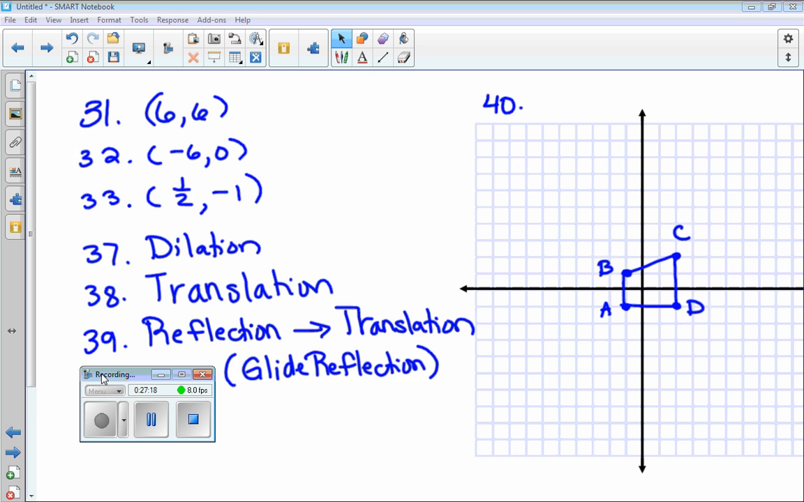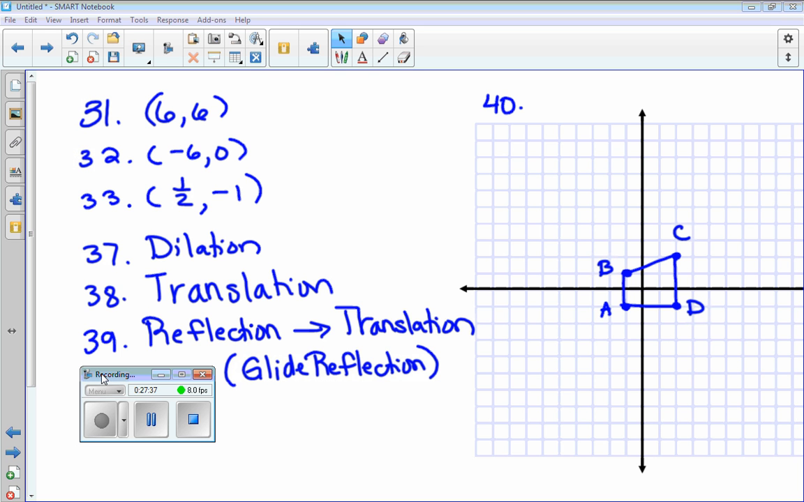Okay, I agree, but Andrea, explain a little bit more. I have one pair of parallel sides. I agree. AB is parallel to CD. Excellent. Okay, the other sides are not parallel. So it is a trapezoid. Is it an isosceles trapezoid? No. Okay, just a regular old trapezoid.